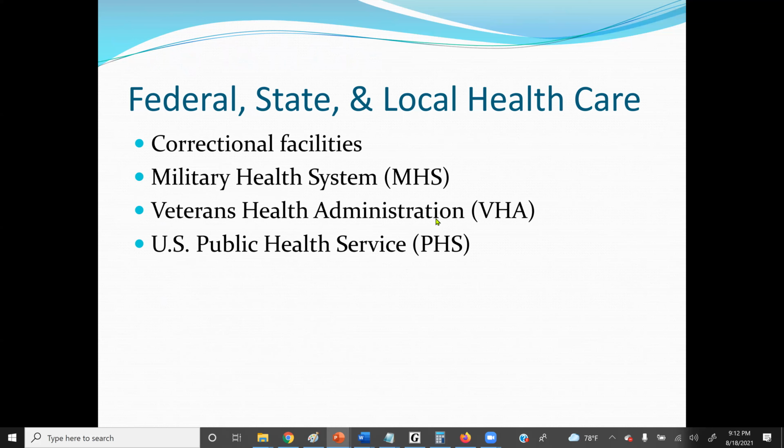Also, in federal, state, and local health care, here we mention four categories. Correctional facilities also provide a lot of medical services to prisoners, people who are incarcerated. The military health system also provides medical and health delivery services to military personnel. We also have the VA, or the Veterans Health Administration, VHA. They also provide medical facilities to veterans. Then we have the US Public Health Service. So let's go through each one.